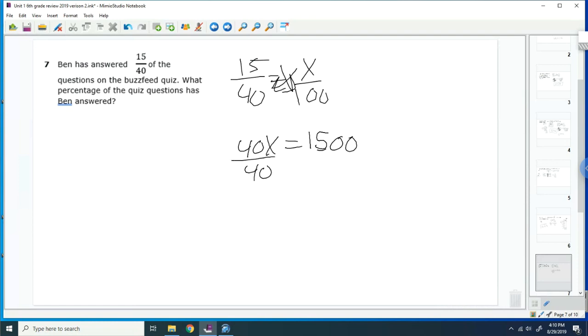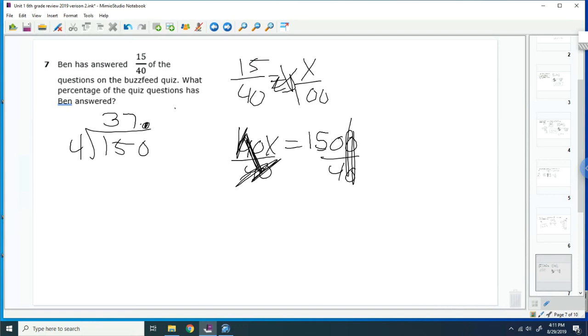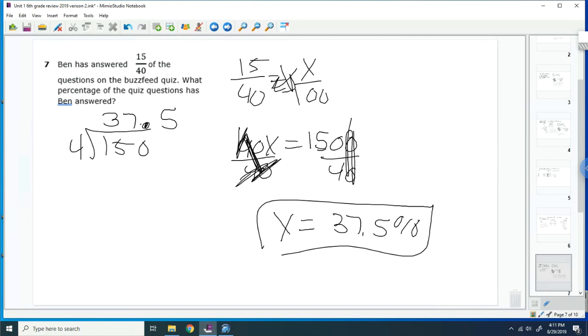So you divide 40. This makes a nice big 1. Cross off the zeros. So you're going to divide 4 into 150. And when you do that, you get 37.5. So your answer is 37.5%. So he's finished 37.5% of the quiz so far.